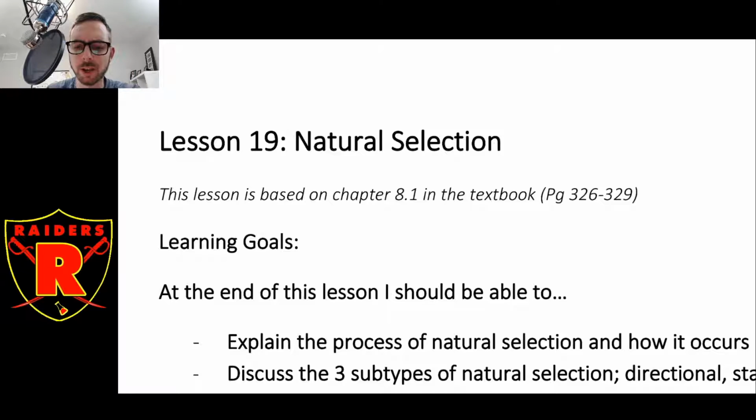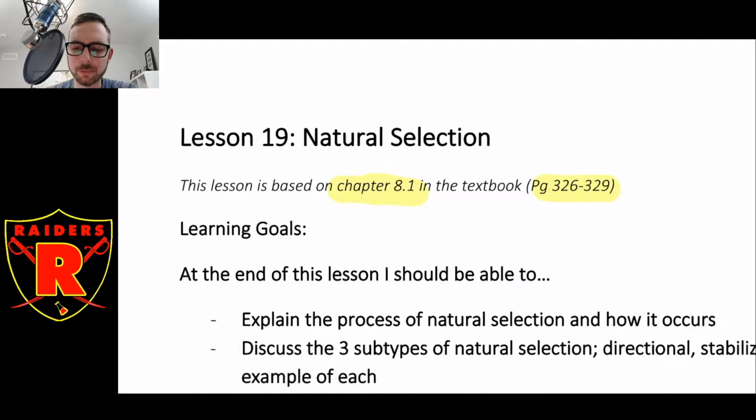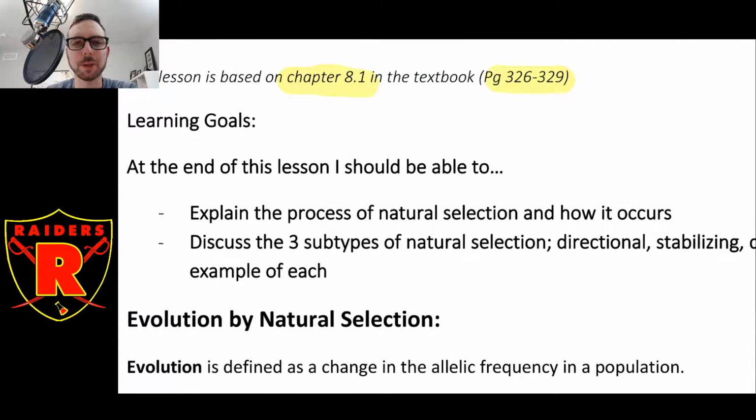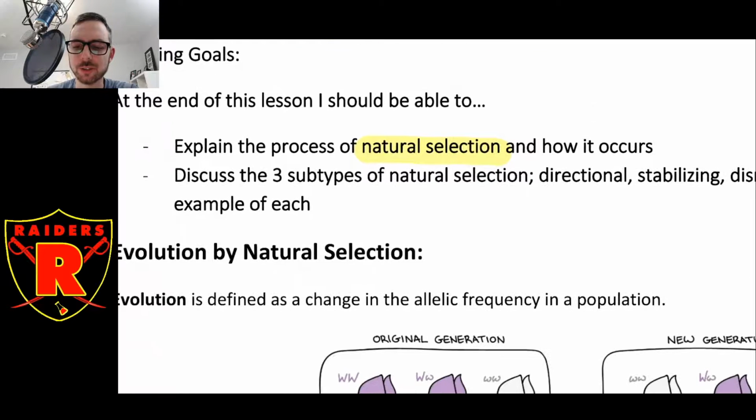In case you're wondering, this is related to chapter 8.1 in your textbook, which is page 326 to 329. If you're looking for more information, it gives you a little bit more detail on selection and how this works. I'm going to be covering the broad strokes here, which is really all that you need to know for this course. By the end, hopefully you'll be able to explain the process of natural selection and how it works, and you can discuss the subtypes.